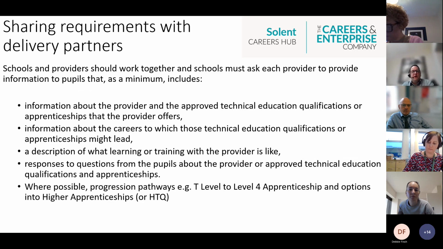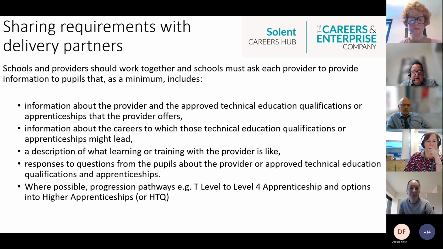So the sharing requirement with these delivery partners: schools and providers should work together, and schools must ask each provider to provide information to pupils that, as a minimum, includes. That's the point there, as a minimum includes. So this is an additional requirement for information gathering before you roll this out and tell your young people and their parents.